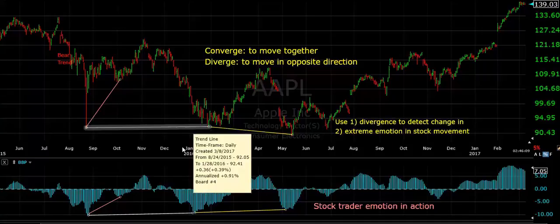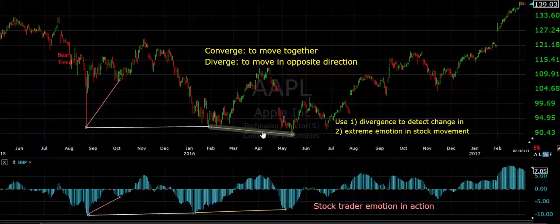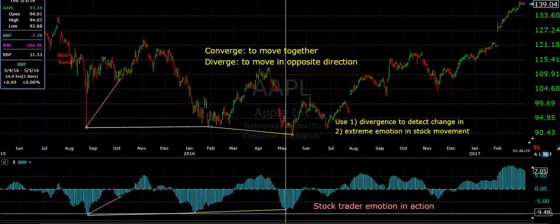It's converging, moving up, moving up. Now we're moving down. This is important. This is an extreme because it's a new low. So from here to here, even though the price is moving down, the emotion is moving up. This is an excellent time to get into the stock.